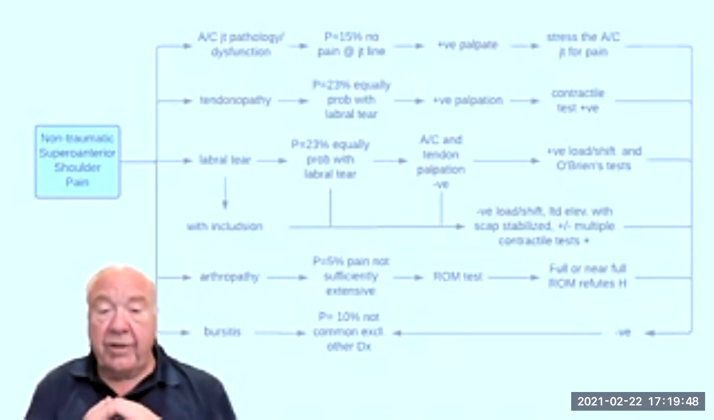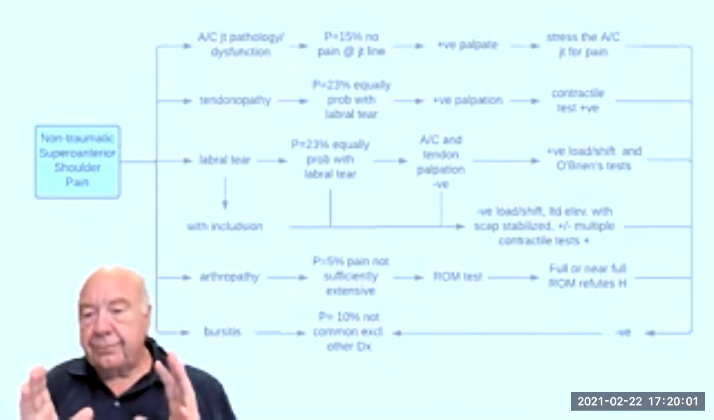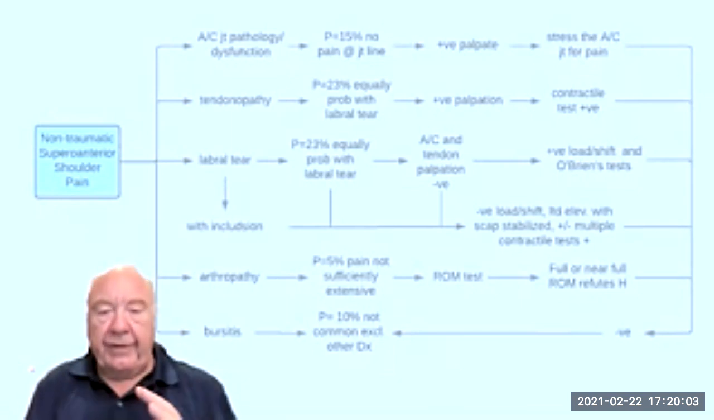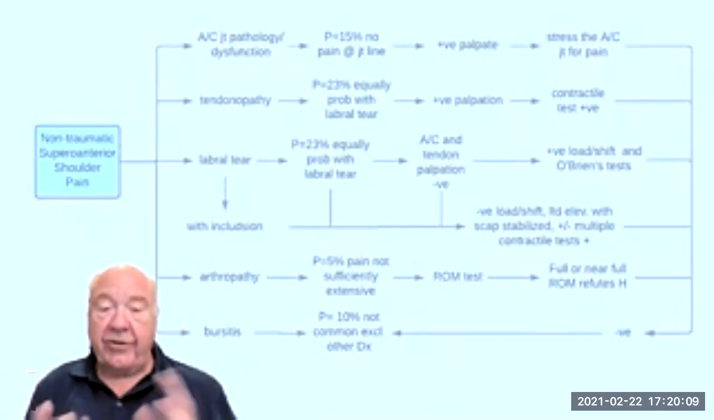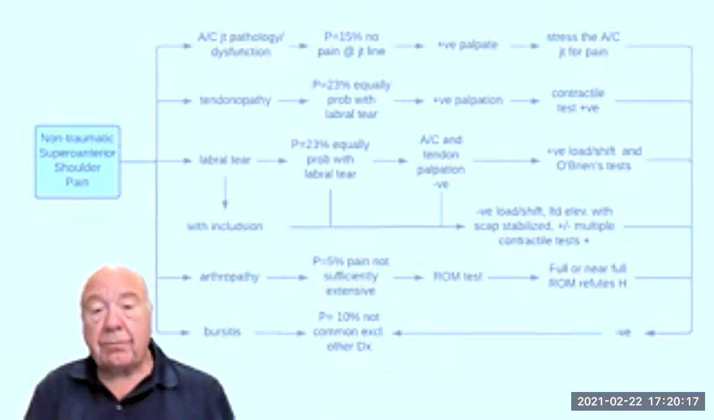If everything's not working for you, you're thinking about an arthropathy, then just do range of motion testing. If this is an arthropathy, you will lose range, and it will be painful at the ends of range. And if you've got a full range of motion at the shoulder, or near full range of motion, then it tends to refute the hypothesis that this is an arthropathy. And as I say, a bursitis is what you're left with after you've discarded everything else.